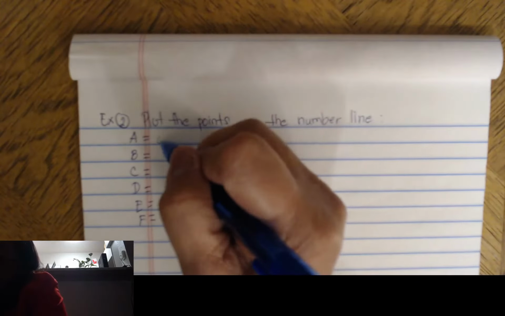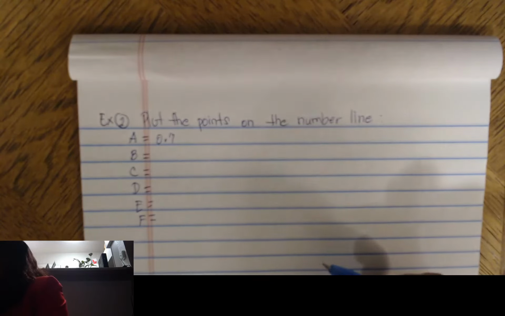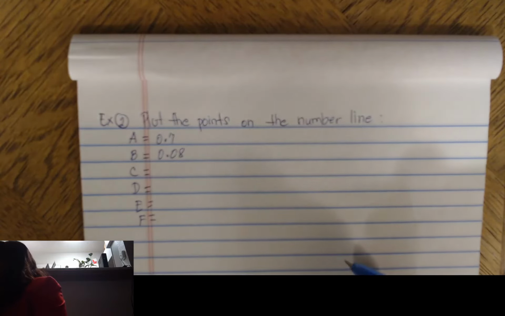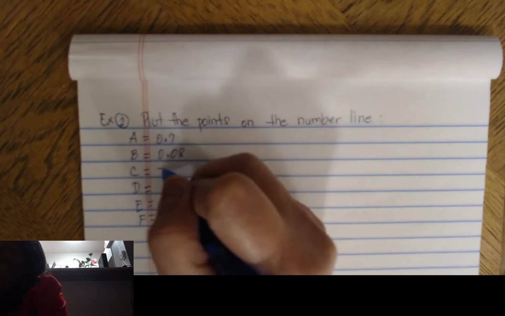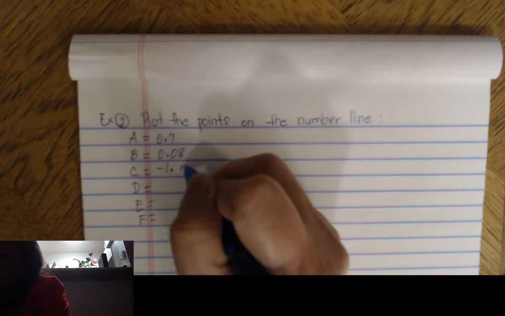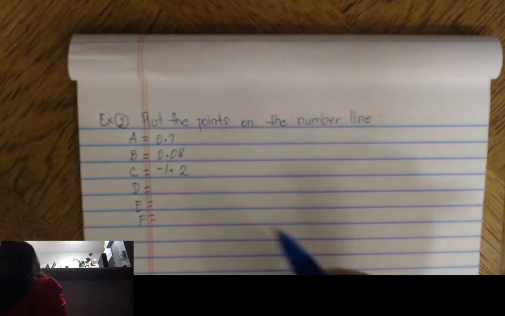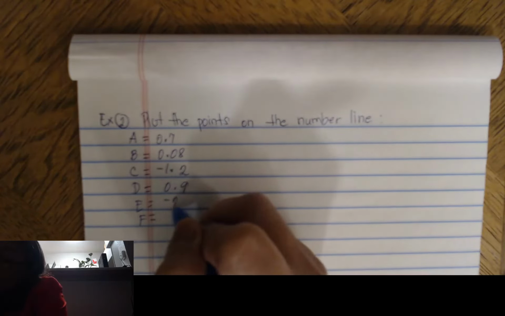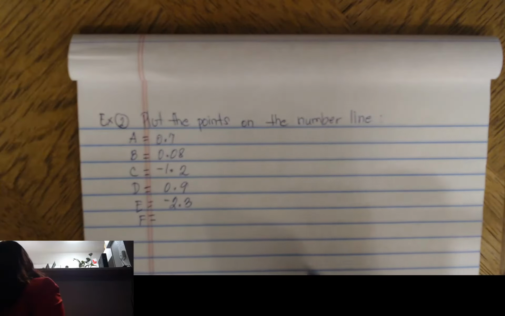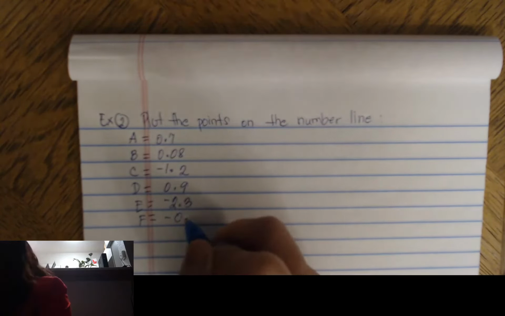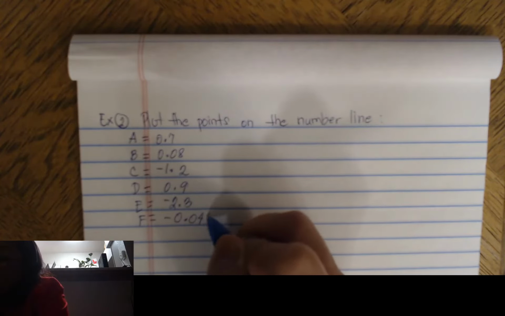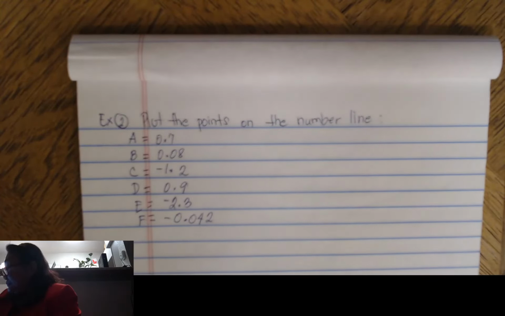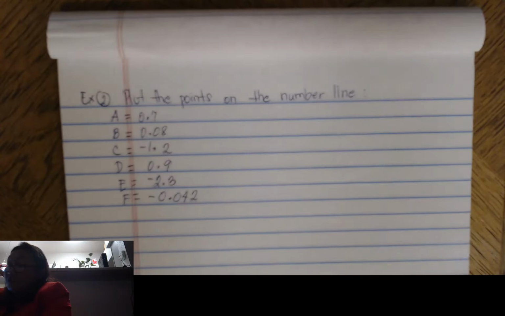So point A will be 0.7, point B will be 0.08, point C will be negative 1.2, point D will be 0.9, then point E will be negative 2.3, then point F will be negative 0.042.